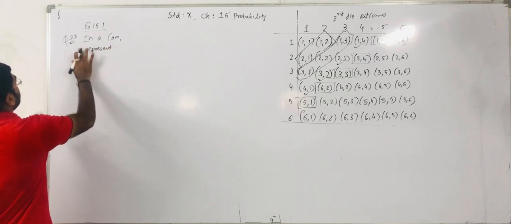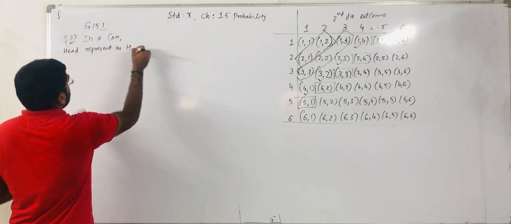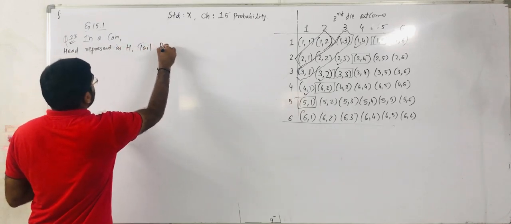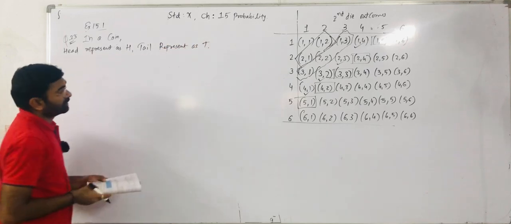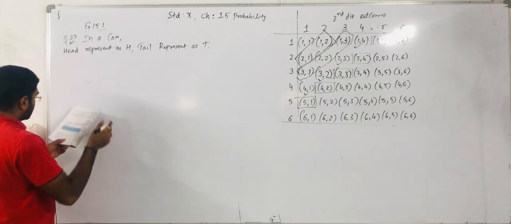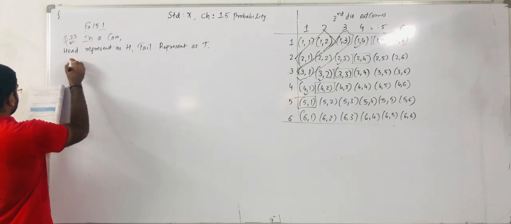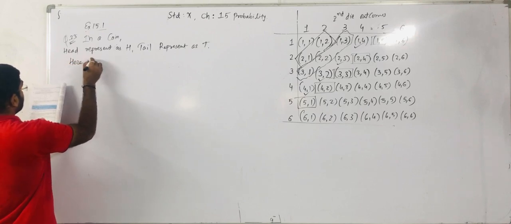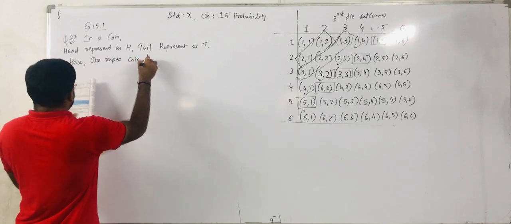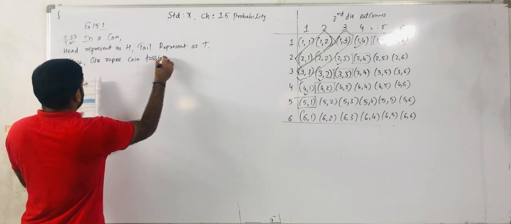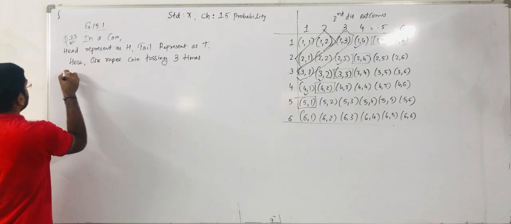Head represents H and tail represents capital T. Now here it is given a 1 rupee coin tossed 3 times. So how many possible outcomes are there?